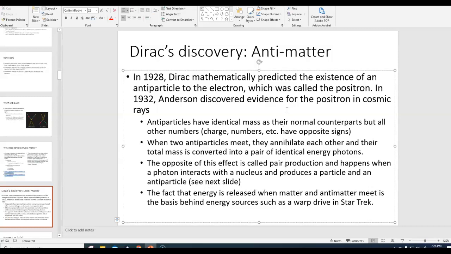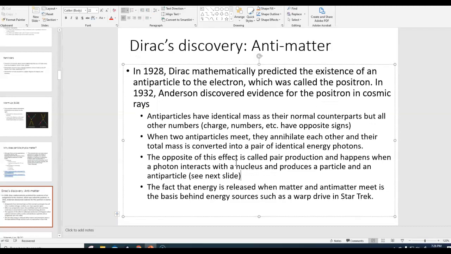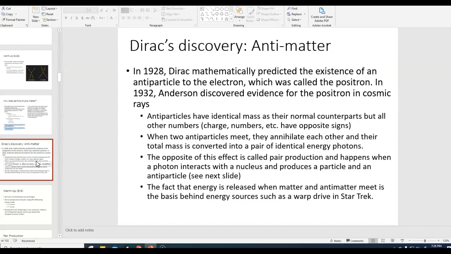The opposite of this effect, this annihilation, is something called pair production, where basically you have two photons out there and they just kind of poof away, and their energy spontaneously turns into a particle and an antiparticle, which is also kind of strange.